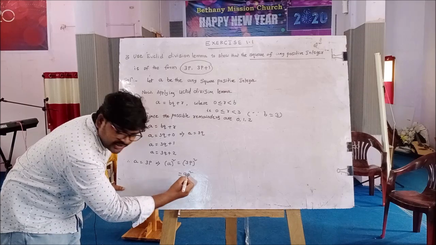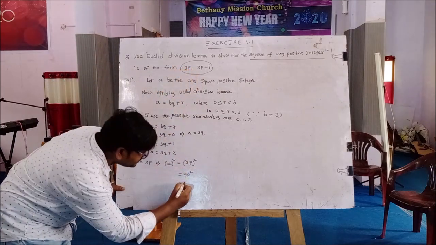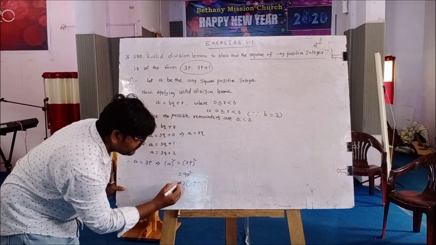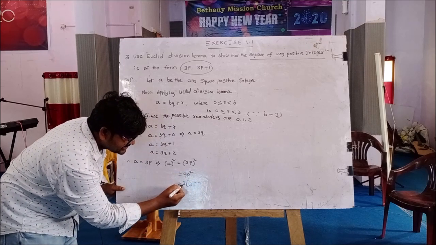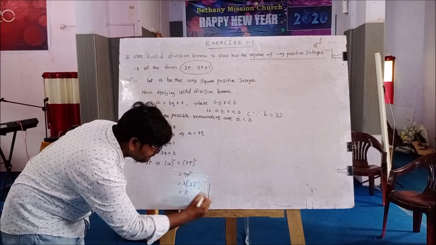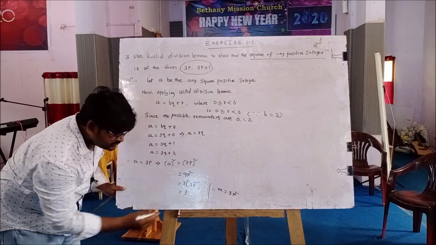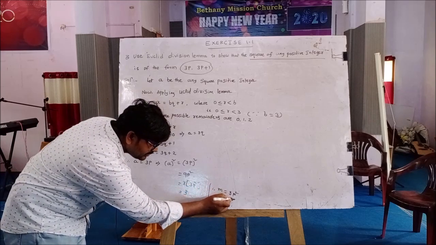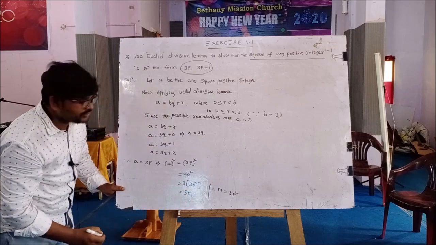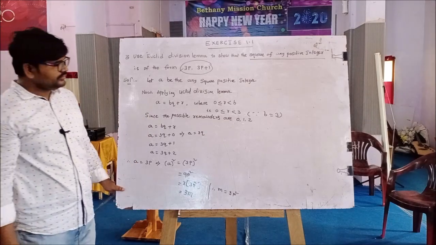9 is converted into 3 into 3 because we have to convert it into the form 3p. So take common 3: 9p square is converted as 3 into 3p square. Suppose m equals 3p square. So 3p square equals m, so a square is 3 into m, or 3 into p. This is the first one. And second one.